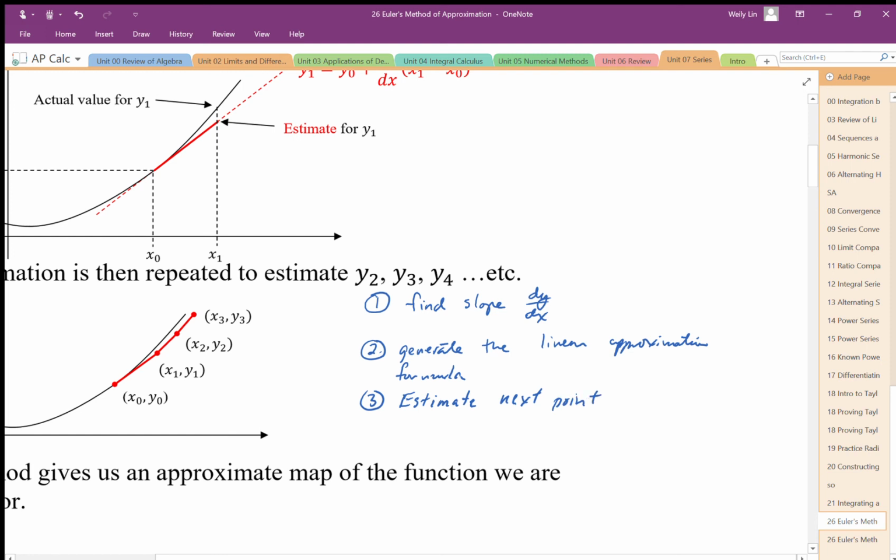Okay, so once we get to, we're going to start here. We're going to make a linear approximation to get to here. And then once we get to this point, we're just going to repeat the process so that we can jump to another point, and then we're going to repeat the process. So once you get to this point, we repeat. And we're just going to keep repeating for as long as we need.